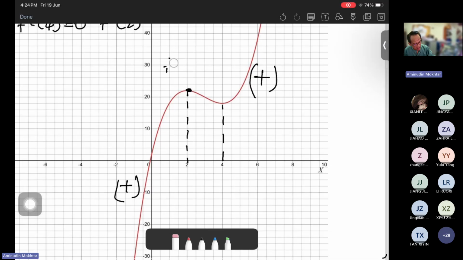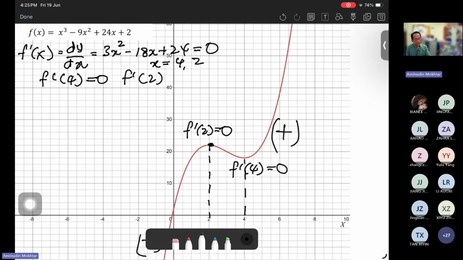How do we write this? f prime of 2 is 0, and f prime of 4 is also 0. This shows that there are two critical points. At these critical points, the slope of the function, the first derivative, is equal to 0.